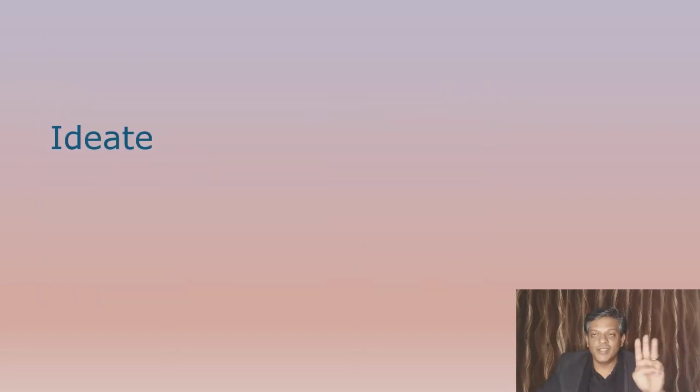Now, we have come to the third stage of design thinking, which is ideate. Here, once you have identified the problem and defined the solution, basically that's the what part. Now comes the how part of it. That is how you're going to do it, how you're going to meet the user requirements. That's what Ideate is all about.